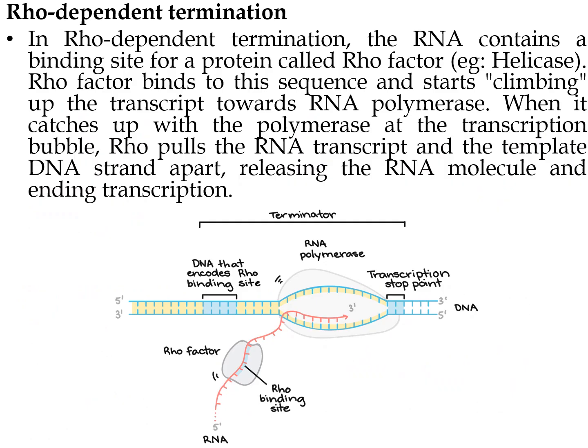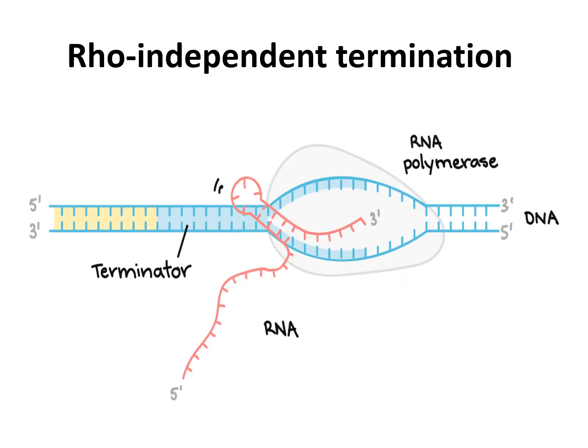So in this diagram, you can see the rho dependent termination. Here the rho factor will come and bind to the synthesizing RNA, and it will terminate the RNA synthesis. In the rho independent termination, the synthesizing RNA will automatically form a hairpin loop by itself. Okay. So the RNA polymerase can't move further and it won't synthesize the RNA further. So termination is of two different types: one is rho independent, another one is rho dependent.